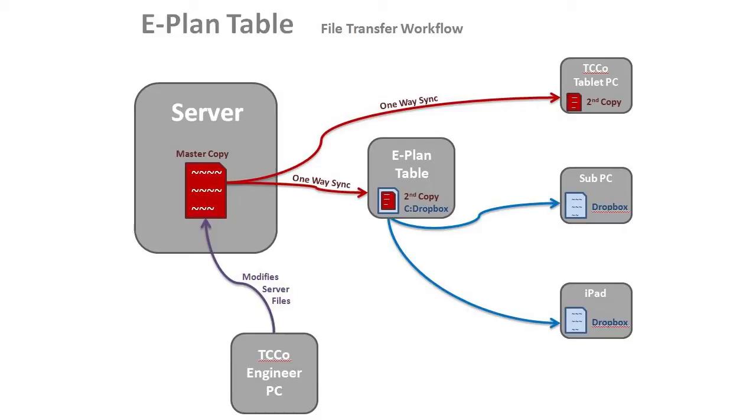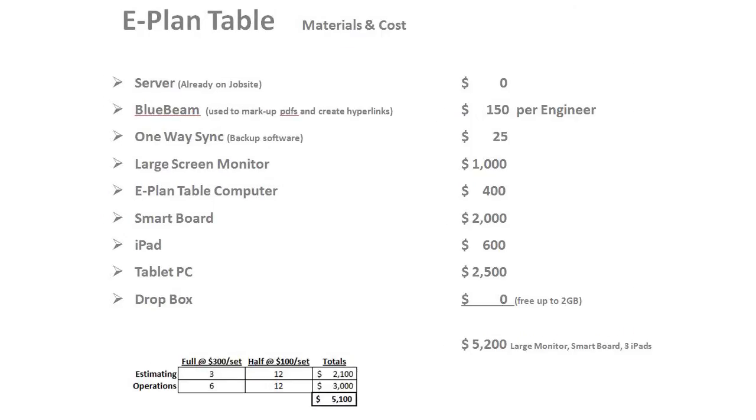That public monitor and that computer, that's what's going to link back to all the subcontractors and all the field users. It's only a one-way sync, so nobody can go back and hurt the server. Only the Turner engineer has access to the Turner server. So the only things we're really adding here are one-way sync backup, a large screen monitor, and the E-plan table computer, and anything to view these tablets on out in the field, like an iPad or a tablet PC, something like that.